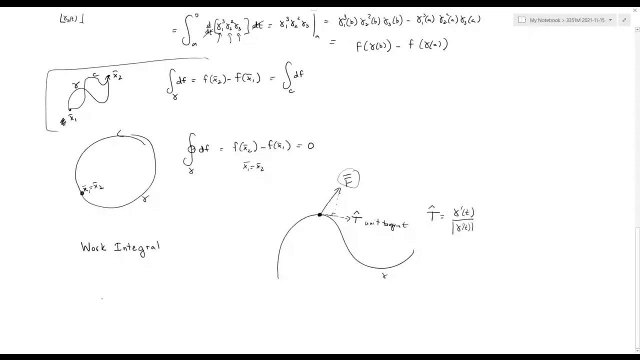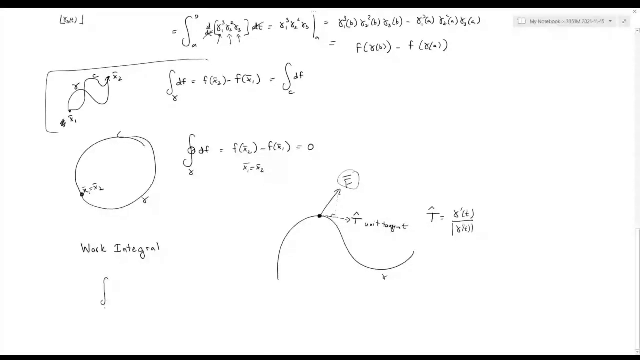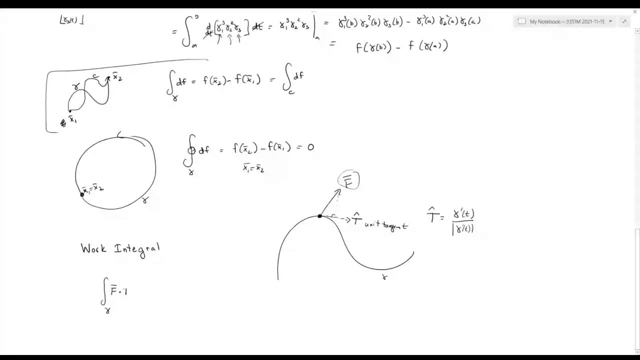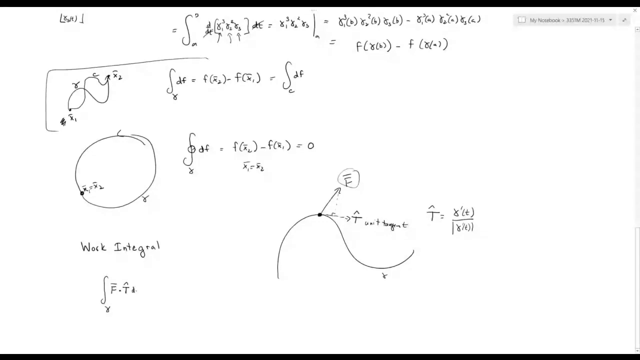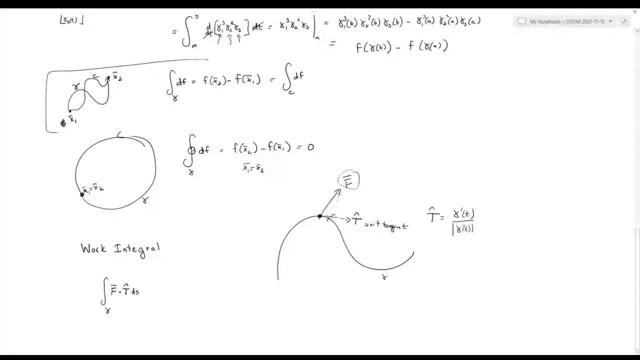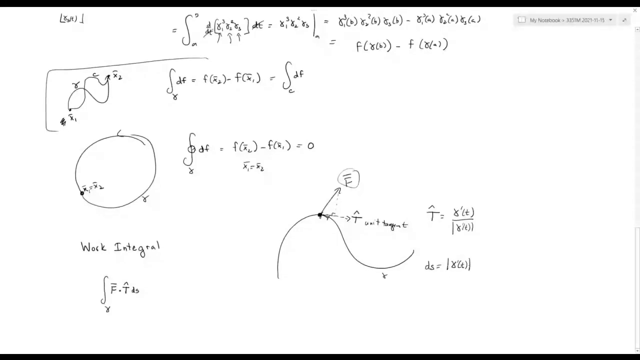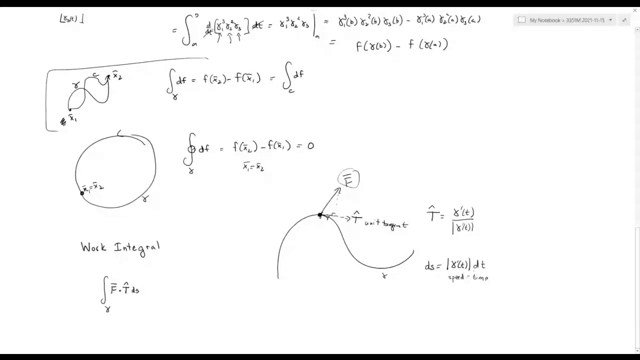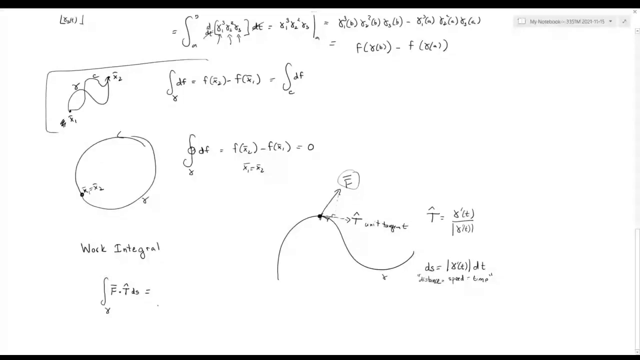Okay. So the work integral we can define as an integral over the path of the vector field dotted with the unit tangent times ds, like your book does. ds is just a differential length element. In terms of a parametrization, ds is equal to the speed, so the magnitude of gamma prime times dt. This is like instantaneous speed, and this is like change in time. Speed times time just gives you distance along the curve.